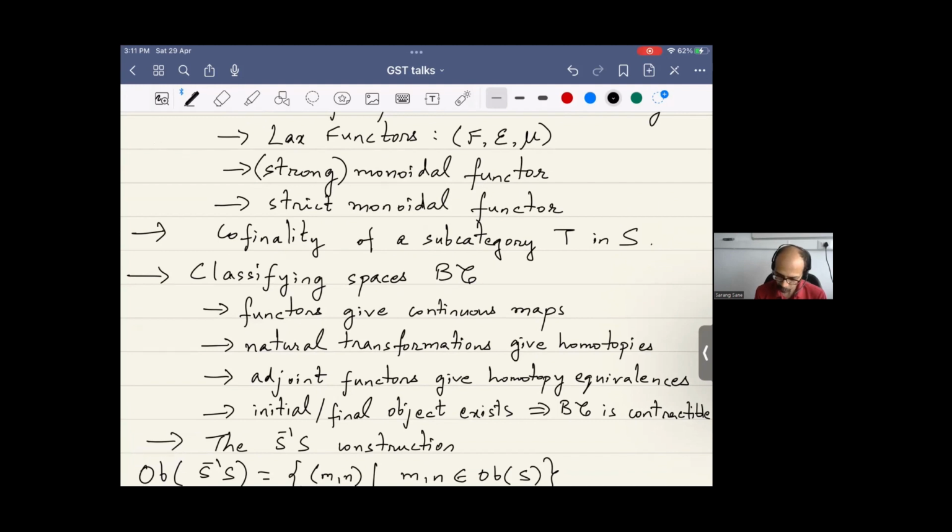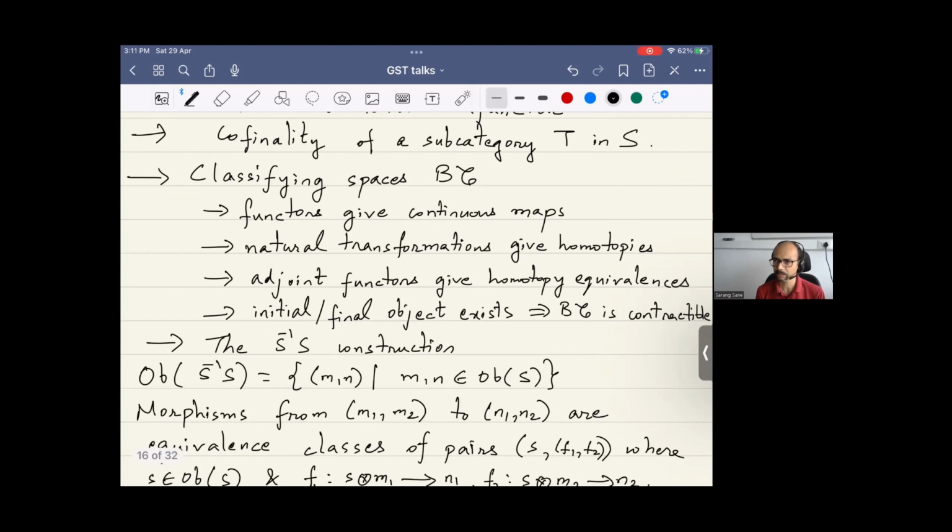That's that. Then we talked about cofinality of a subcategory with the idea that we'll at some point state the cofinality theorem in this context. Then we took a detour to talk about classifying spaces.